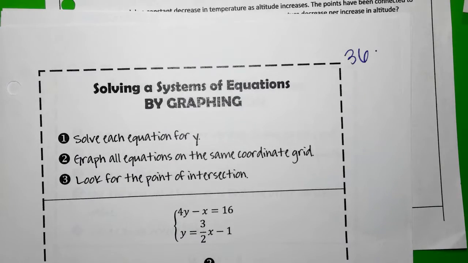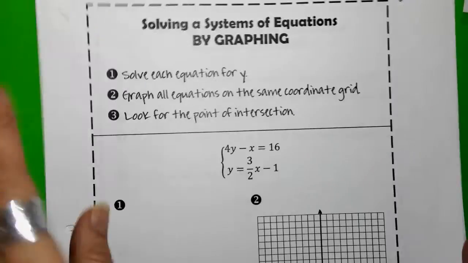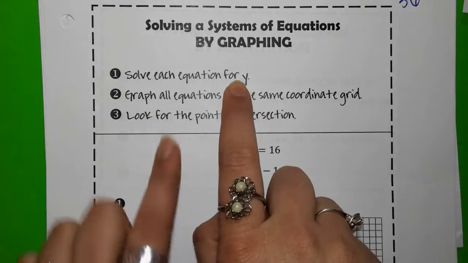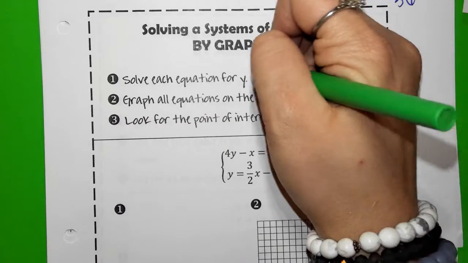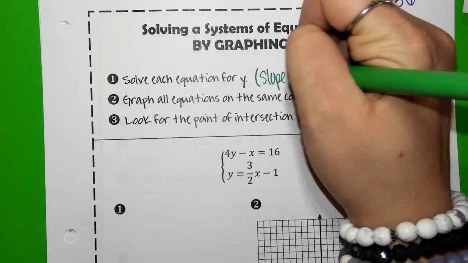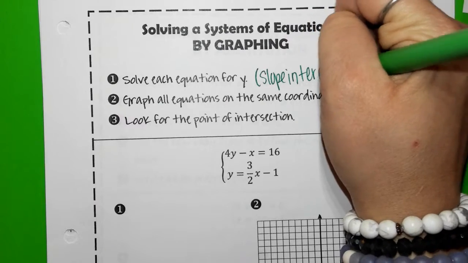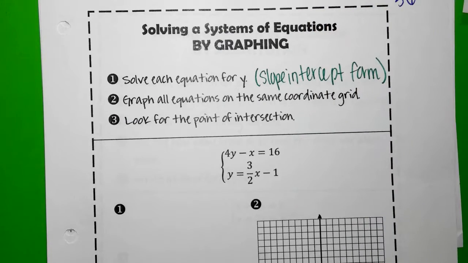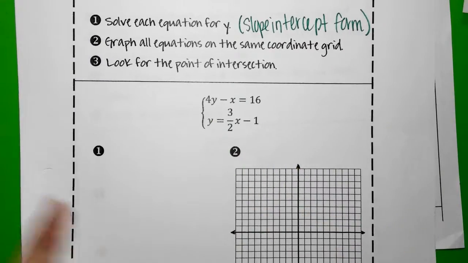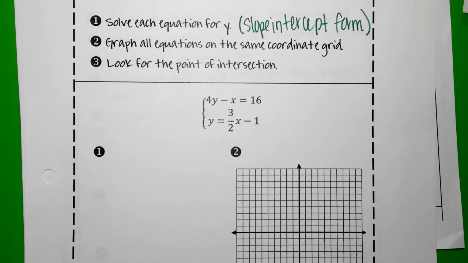Alright, so graphing a system. Step one. You solve each equation for y. So when you graph it, it has to be in slope-intercept form. So let's make a note beside this that says slope-intercept form. Alright, looking at our system, the way you write systems is you write your two equations and you put a squiggly bracket beside it. Like that little S and Z. Write an S and then a 2.